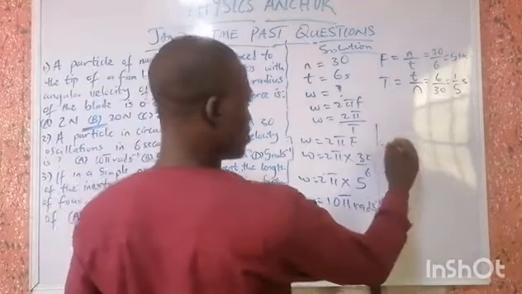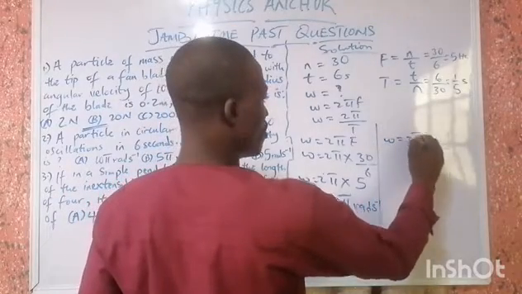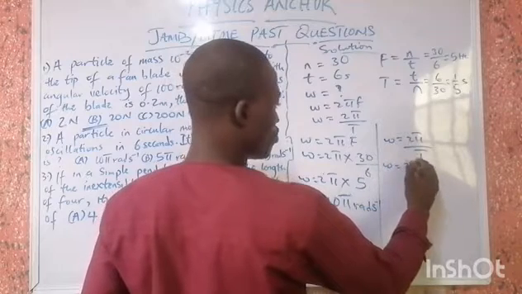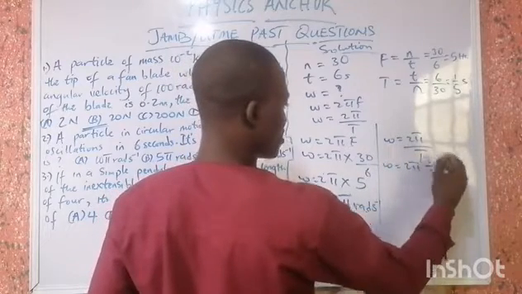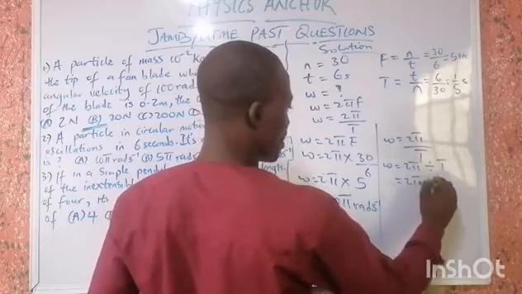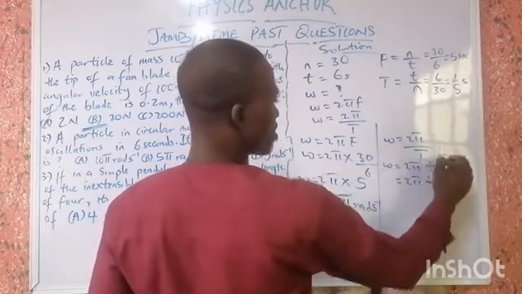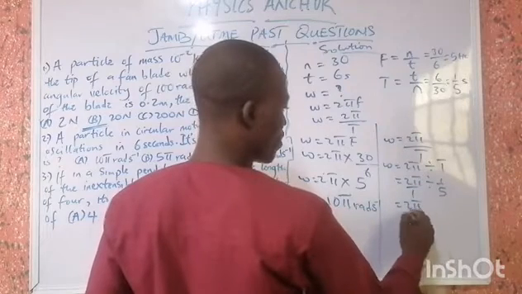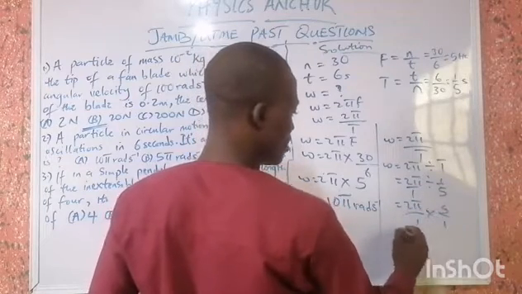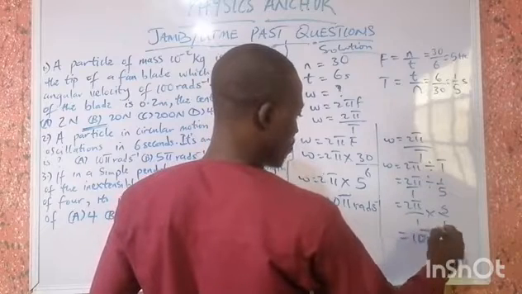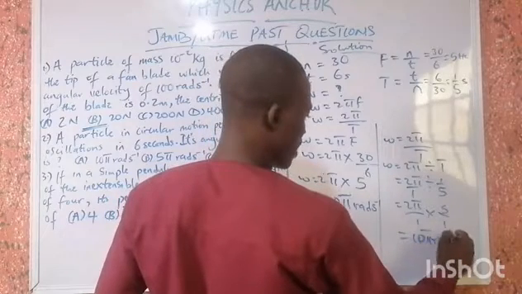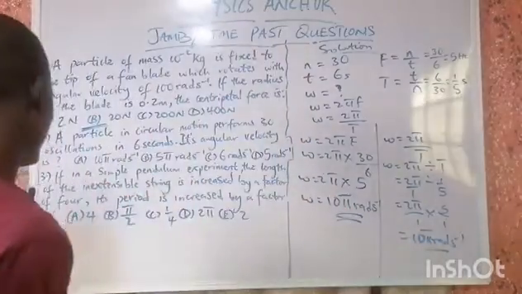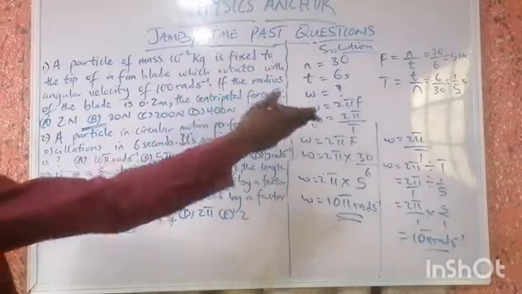Even if you use this also, it's the same thing. W equals 2 pi over T. So you can say W equals 2 pi divided by T, what is your T? Your T is 1 over 5. Put this over 1: 2 pi over 1 times 5 over 1. That will still give you 10 pi rad per seconds. So the same thing. The formula is just that we are using frequency and then we are using period.